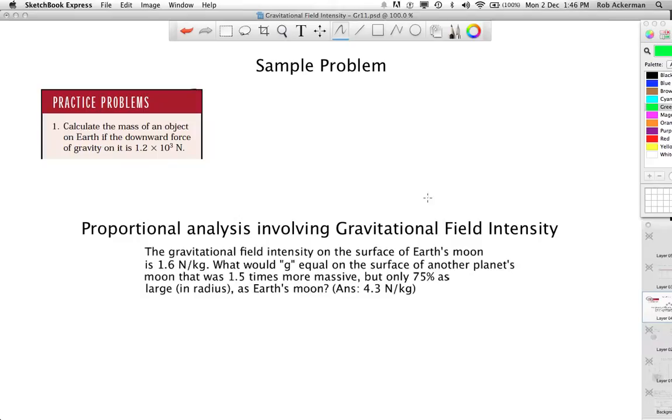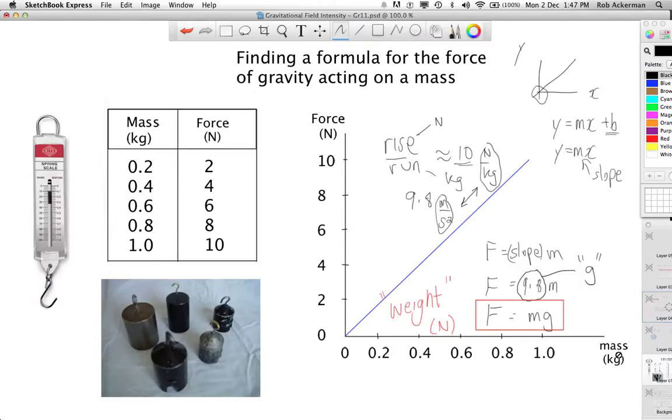Moving on. Okay, here's a sample problem involving gravitational field intensity, just to make sure we're all on the same page here. They ask you to calculate the mass of an object. So if we write given, required, and an equation, what are those going to be? We are given the downward force of gravity, Fg. We know that we're on Earth, so g is also known to be 9.8. They're asking us for the mass. What equation should we use here? Fg, m, and g. If you guessed this equation that we learned, you are correct.